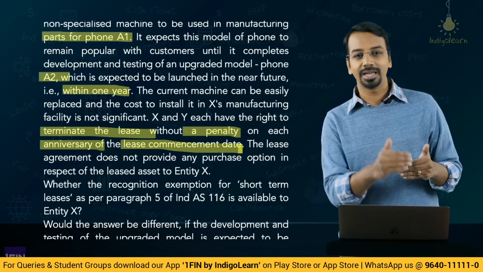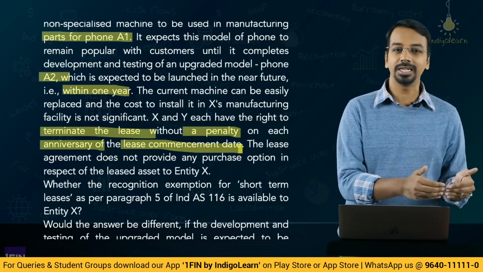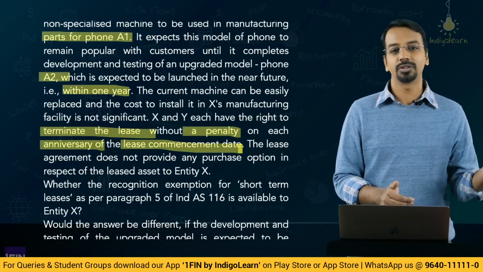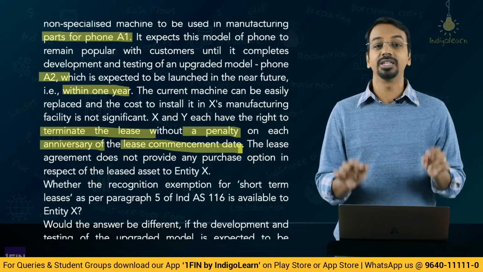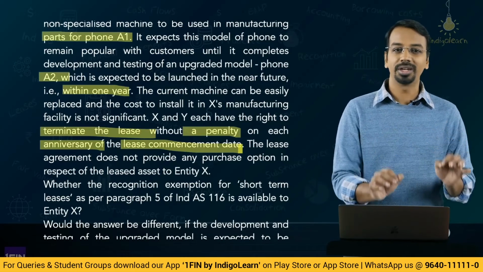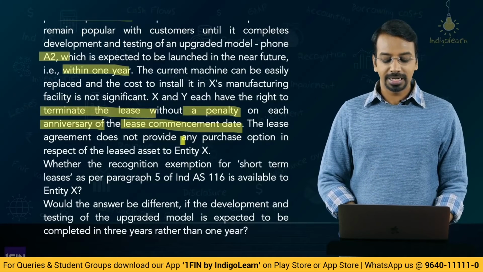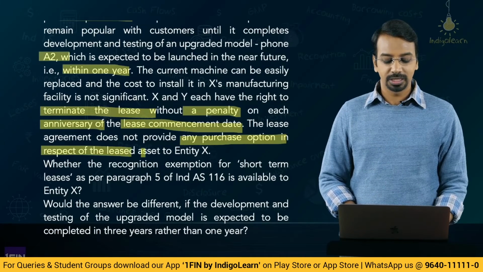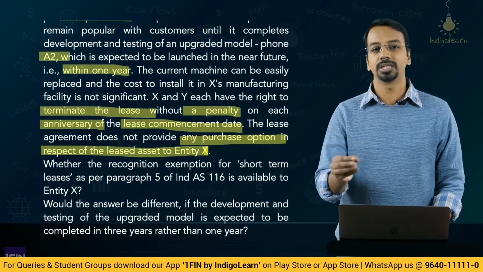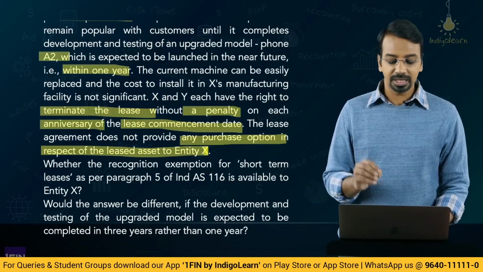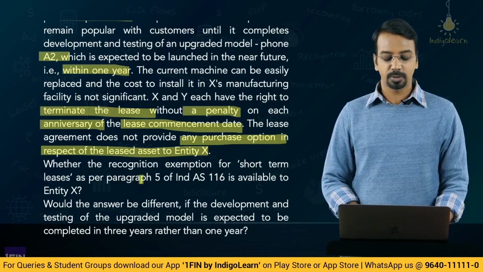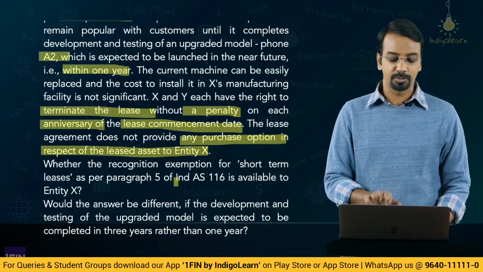If it renews, then you will again evaluate it separately as a separate lease, and then you will do the accounting for it. But at the commencement of the lease, the non-cancelable period is 1 year only. The lease agreement does not provide any purchase option in respect of the leased asset to entity X. So there is no purchase option involved. Whether the recognition exemption for short-term leases as per paragraph 5 of Ind AS 116 is available to entity X.